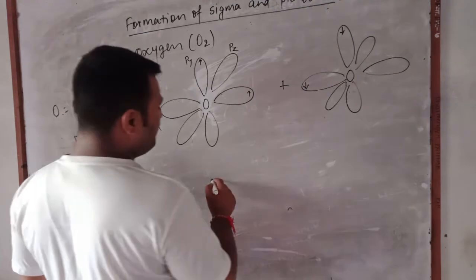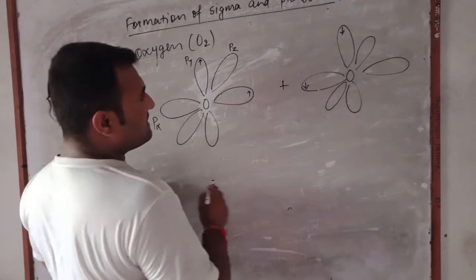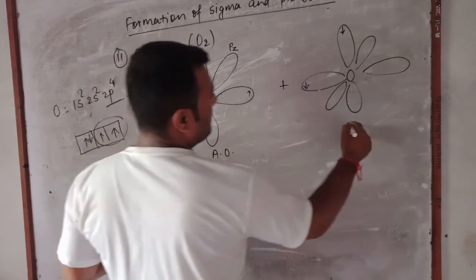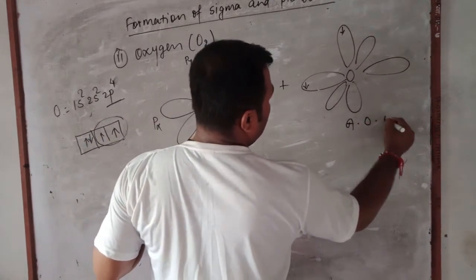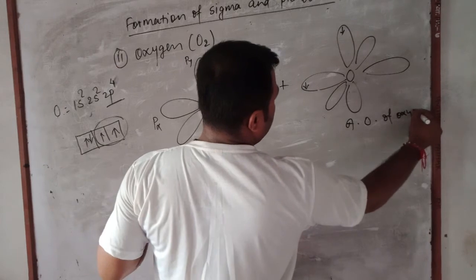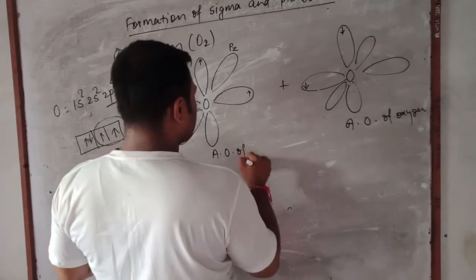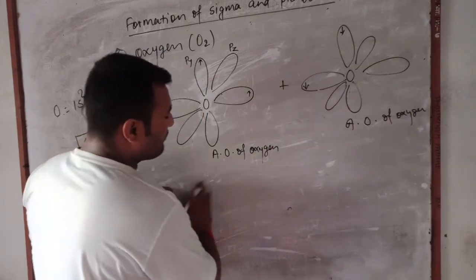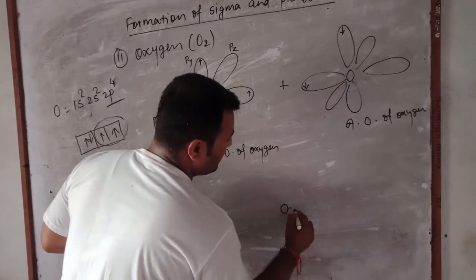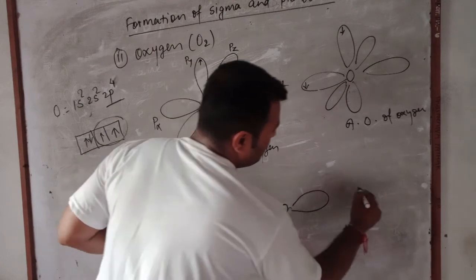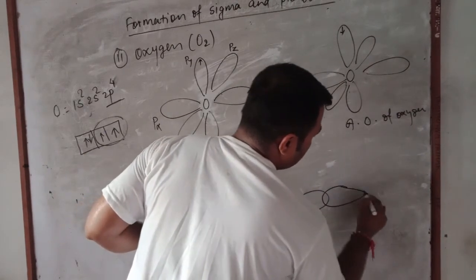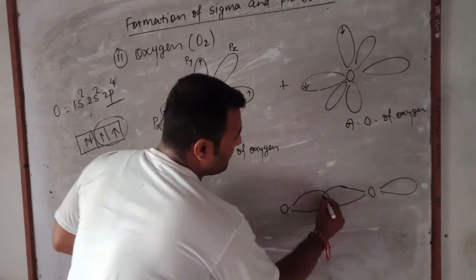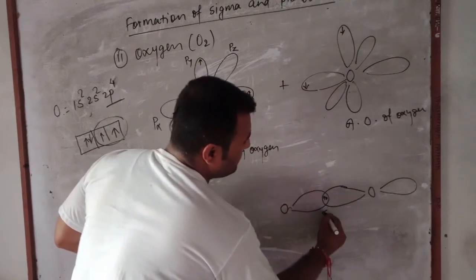And in this way, when these two atoms of oxygen are brought in contact with each other, then listen here, the atomic orbitals of the two oxygen atoms bond. Like px, they overlap and form a sigma bond.